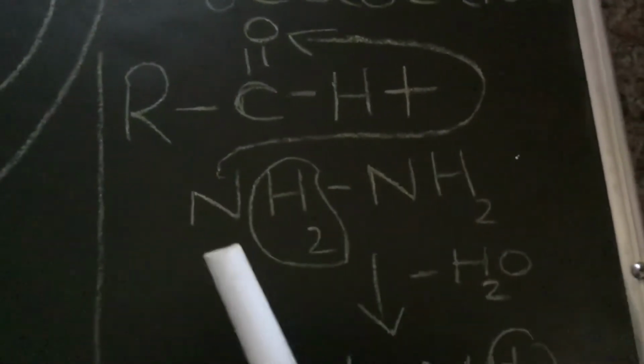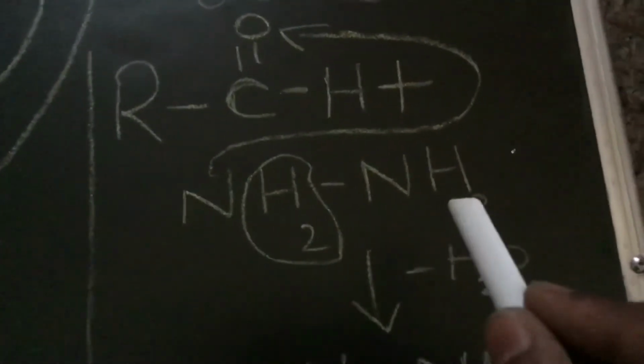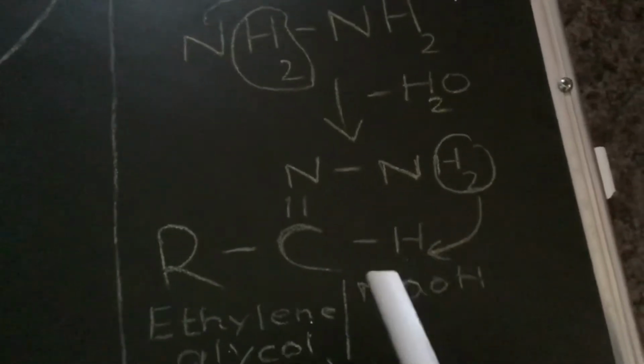So what are we left with? We are left with N bonded to NH2. So this N will form a double bond with carbon like this. So it will form R-CH double bond N, NH2.